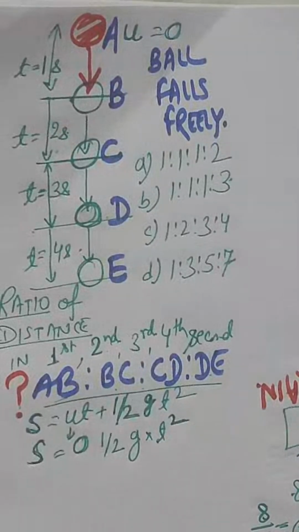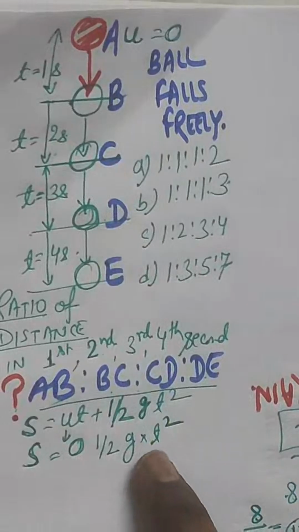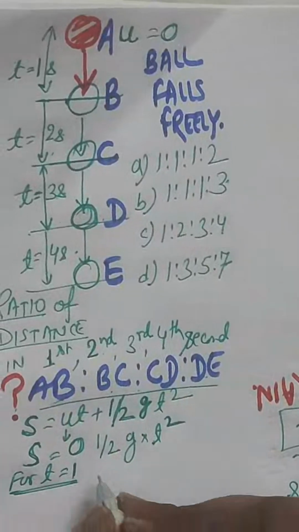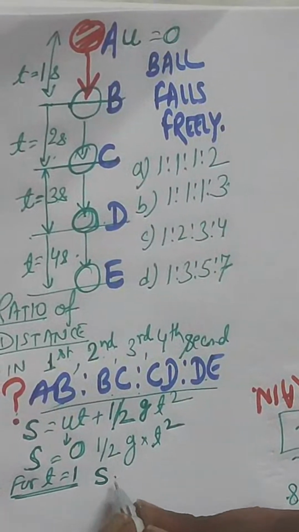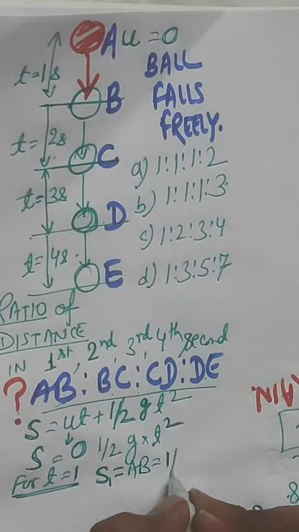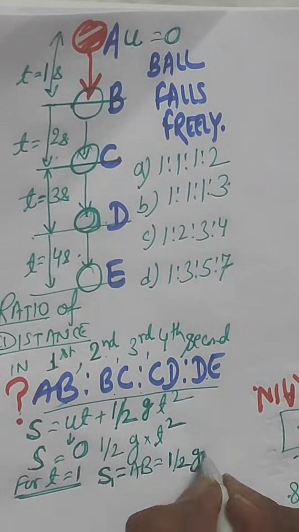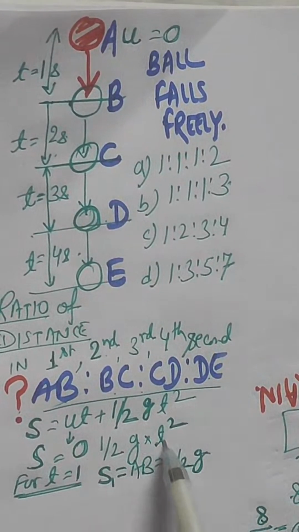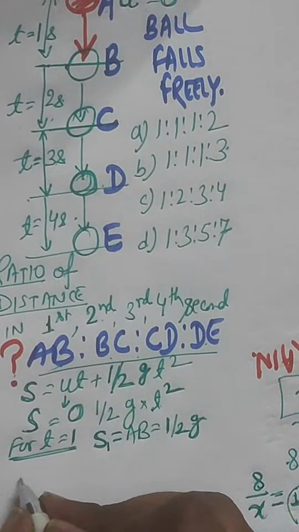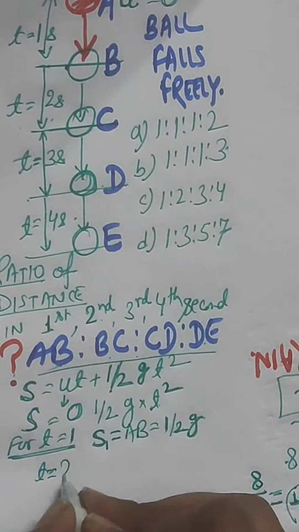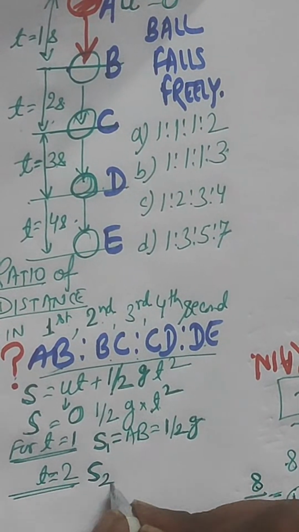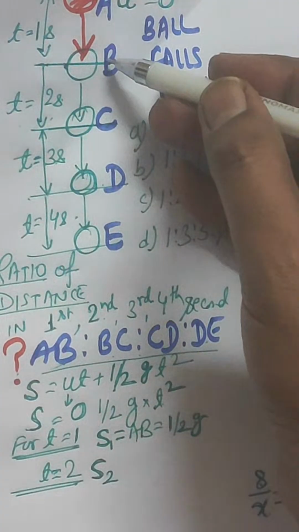So we can say that in the first second of time, for t equal to 1, s1 or AB is equal to 1 by 2g, because t is equal to 1. Now in the second interval of time, for t equal to 2, s2 will be the displacement, which is known as BC.